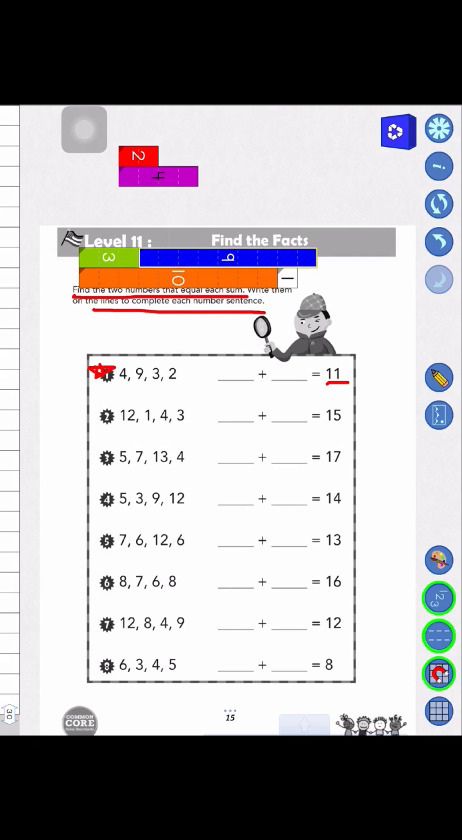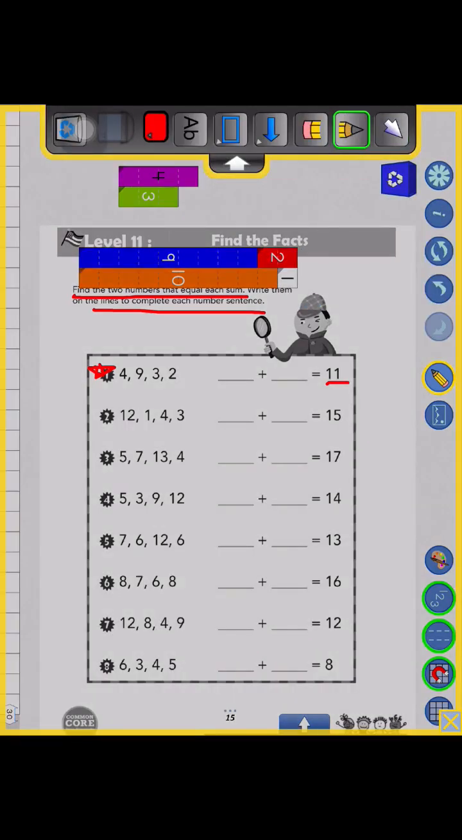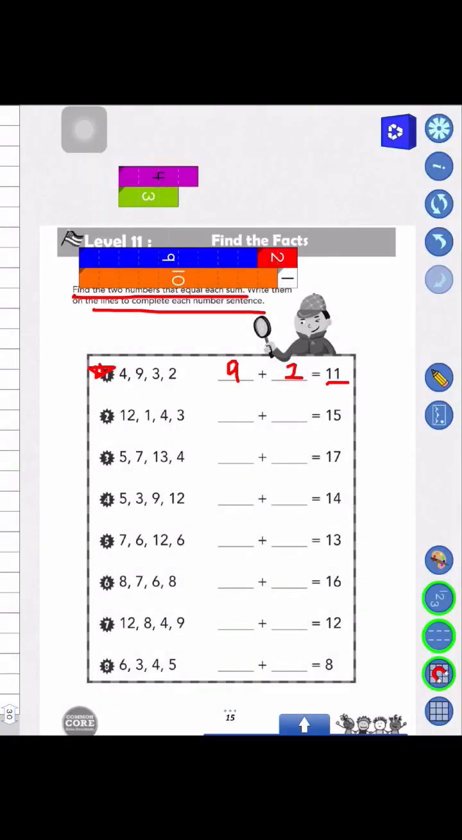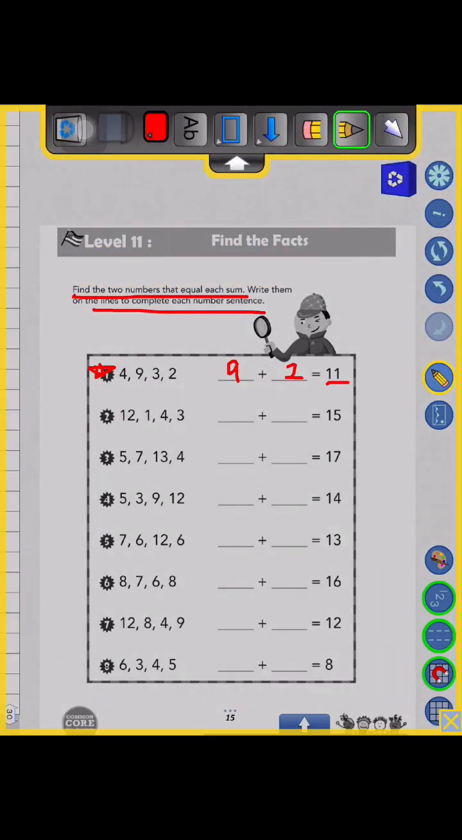Okay, let's try 3 and 9. Oh, it's a bit too long, right? So maybe we need to try another combination. We try 9 and 2. Now the lengths are the same, so 9 plus 2 equals 11. Okay, and then we move on to the next question.